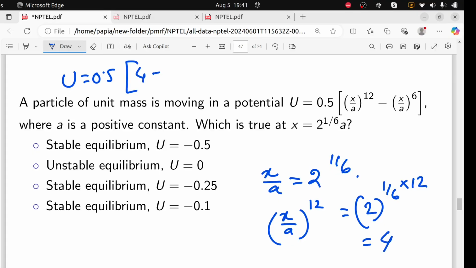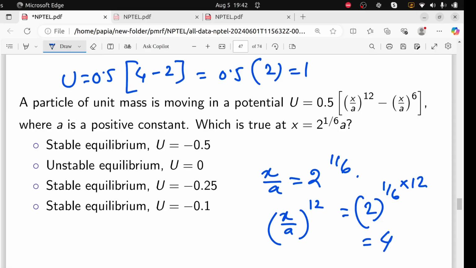So 4 minus x by a to the power 6 is 2. So 0.5 into 2, it is 1. Okay. So no option is correct. So it should be minus 1 by 6, right? If it will be minus 1 by 6, then it will be correct. Why? Because I will tell you.